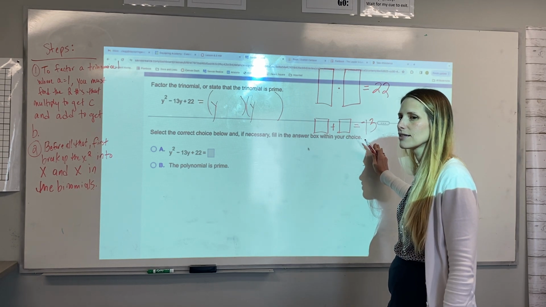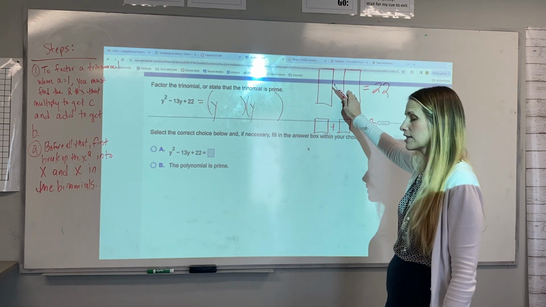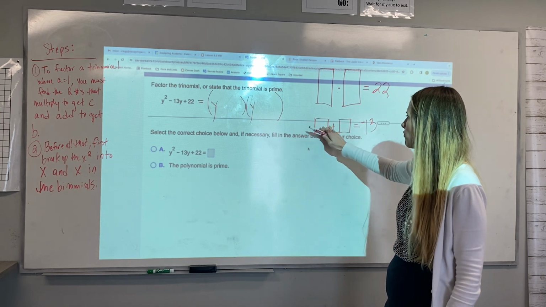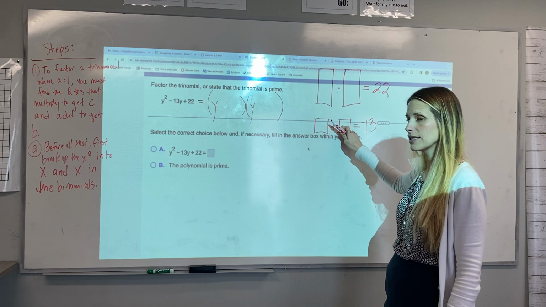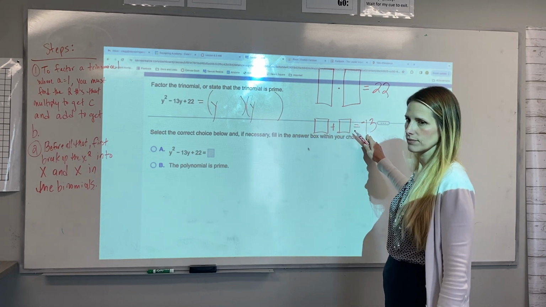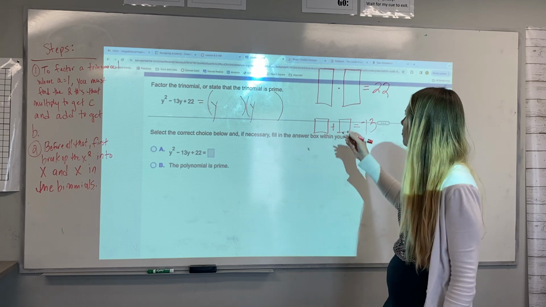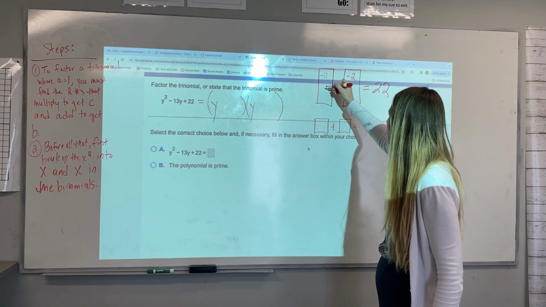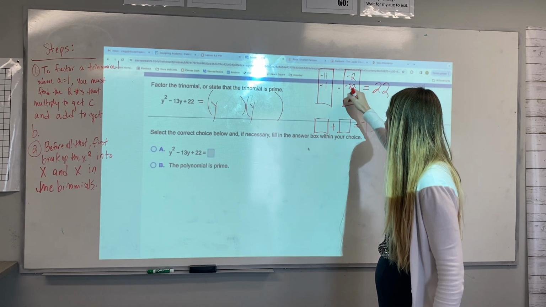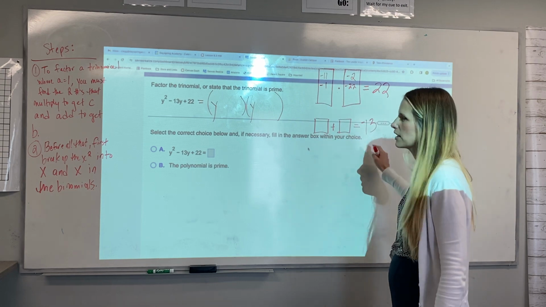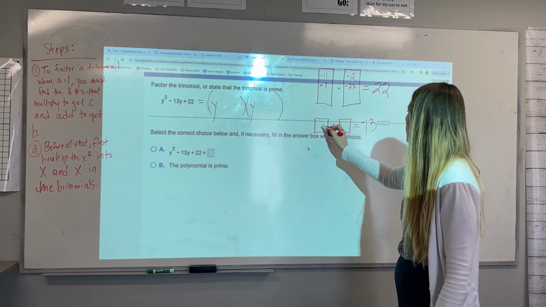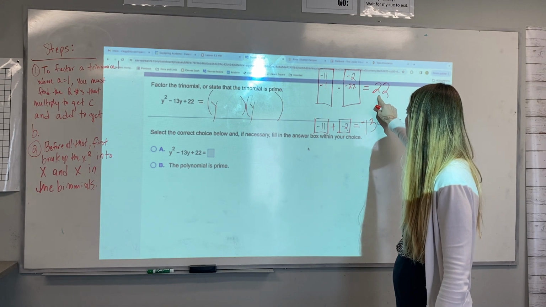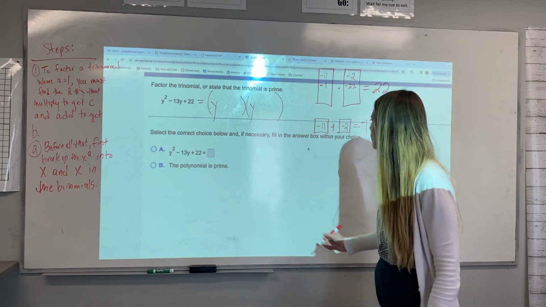The only way to get a positive product and a negative sum is to have what? Two negatives. If both of your factors are negative, when they're multiplied together, they'll cancel out and you'll get a positive. If both are negative, they'll add together and the answer will be negative. So negative 11 and negative 2 will multiply together. The other possibility is a negative 1 and negative 22, but we know that those will not add up to a negative 13, so that will not work. But our negative 11 and our negative 2 multiply to get positive 22, and they will add to get negative 13.